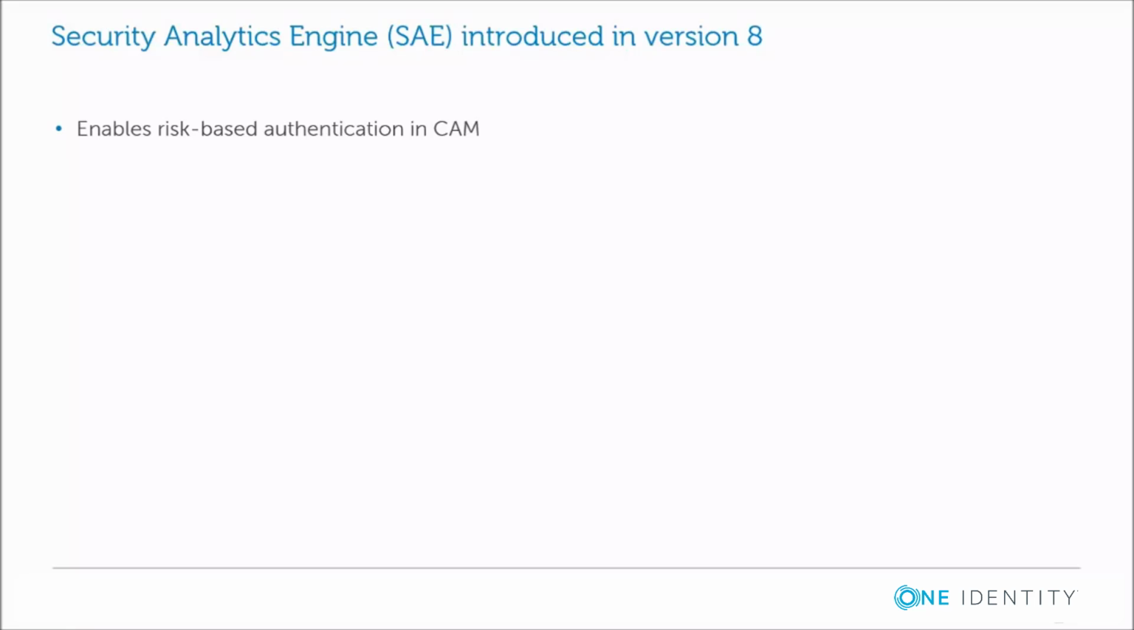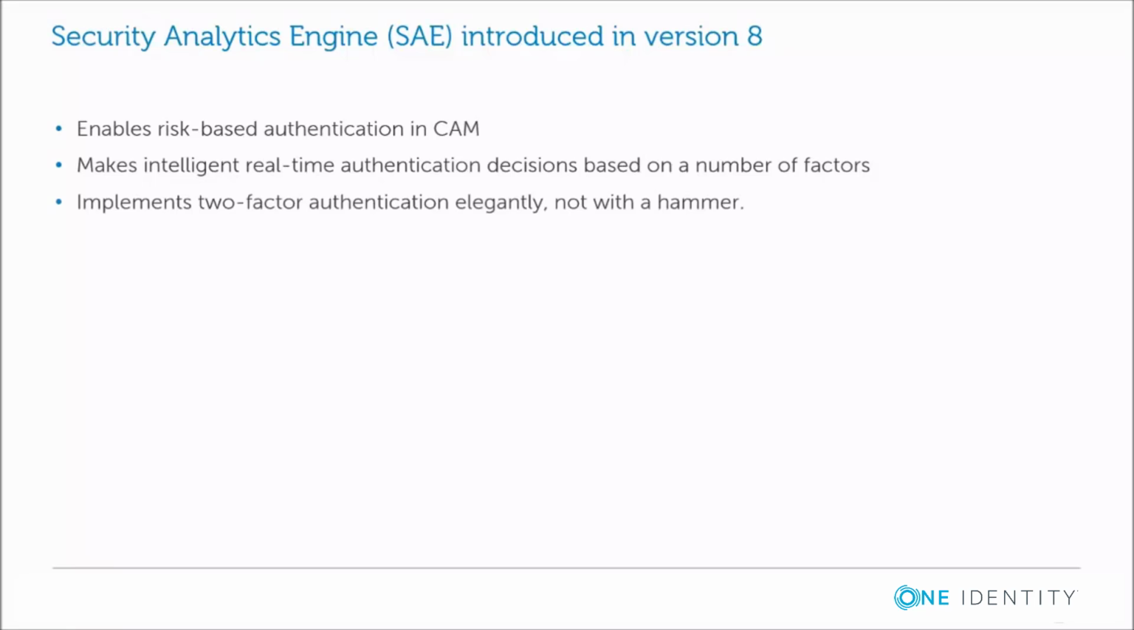It was introduced in version 8. It enables risk-based authentication in Cloud Access Manager. It's making real-time, intelligent authentication decisions based upon a number of factors, and we're going to cover those here. Again, we end up implementing multi-factor authentication elegantly and not with a hammer. It's not a hard-coded policy where someone's basically being bludgeoned with multi-factor every single time they open up the application. It's actually going to stop.